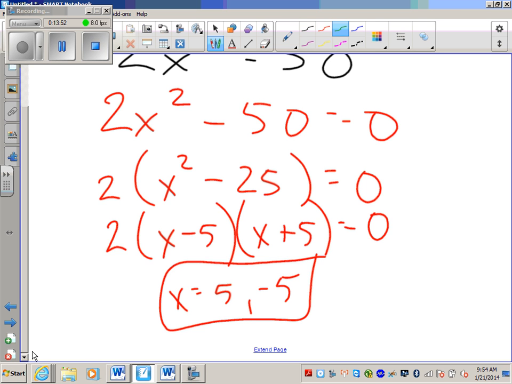Plug in a 5. 2, 5 squared. What is 5? You do the exponent first. What's 5 squared? 25 times 2. 50 minus 50 equals 0. How about negative? Negative 5 squared. Negative 5 times negative 5. 25. Times 2 is 50. 50 minus 50 equals 0.